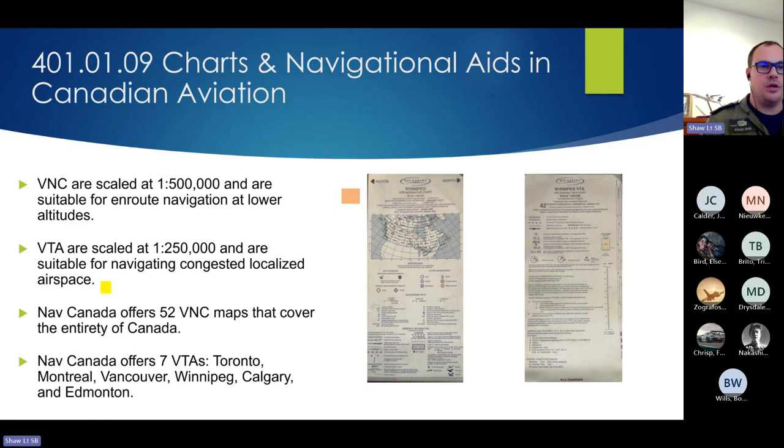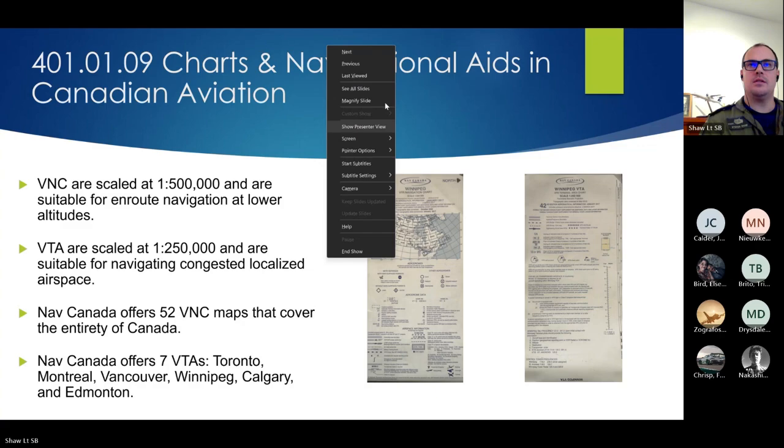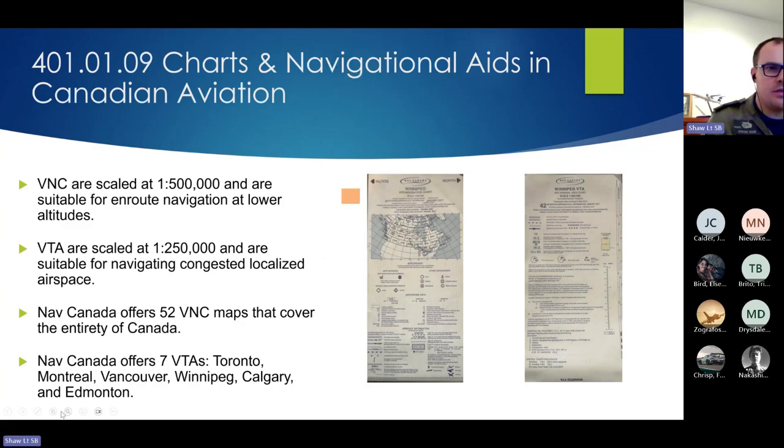Usually the way that we do that is we have a ruler that has little hash marks on it, so it has that scale for us. But you need to know that the ratio, or scale, is 1 inch on the map equals 500,000 units in real life. So 1 to 500,000 on the VNC. VTAs are scaled at 1 to 250,000, which is congested localized airspace. Nav Canada offers 52 VNC maps, and it offers 7 VTAs. So let's see if I can figure out where the zoom button is.